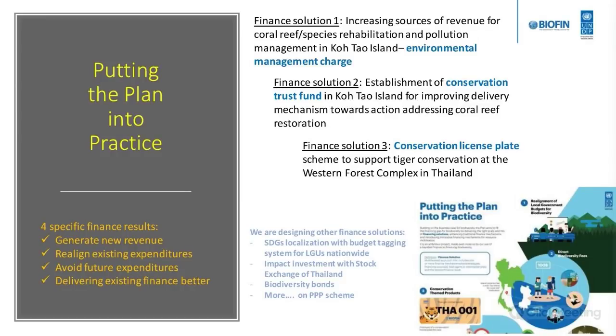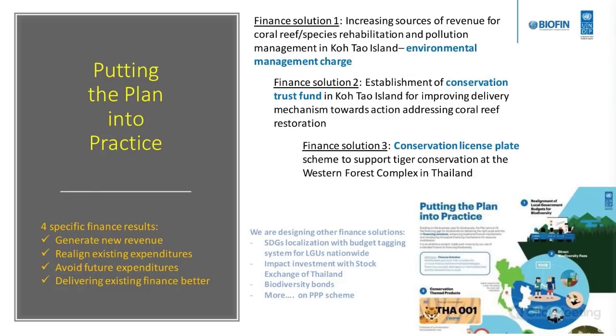When we develop our BFP, we keep this in mind, the 4 finance results. Abby already mentioned this, and we always keep in mind that we want to generate new revenue. We want to realize current expenditure. We want to avoid future expenditure, and we want to deliver finance resources more effectively and efficiently.